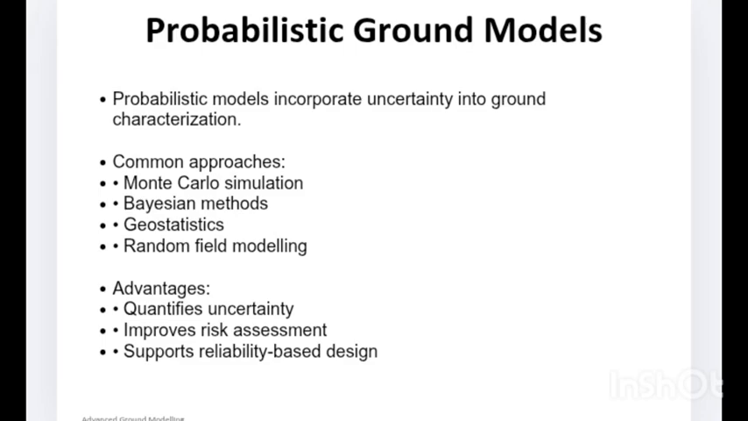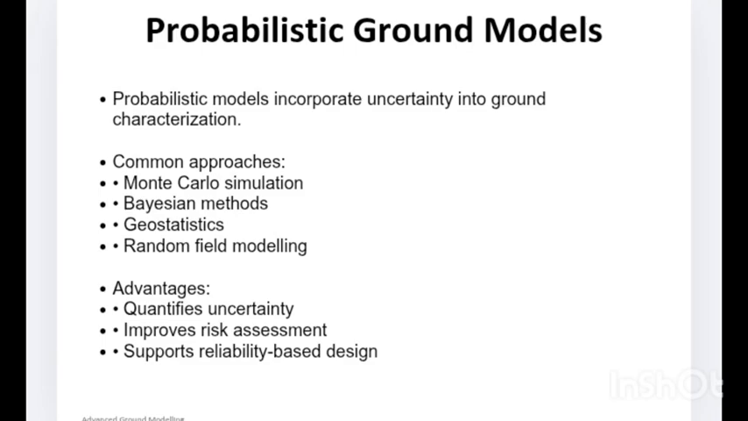Now, why are probabilistic models important? Because the subsurface is uncertain. Probabilistic models help engineers understand risk, estimate variability, improve reliability, and make informed decisions. There are common probabilistic methods. I'll talk about them. We have the Monte Carlo simulation. This involves repeated random sampling to estimate possible outcomes. The Bayesian methods update predictions as new information becomes available.